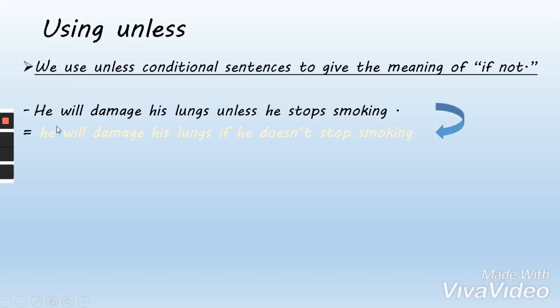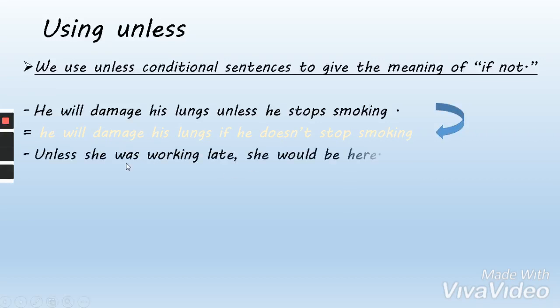Okay, can you think which conditional is this? We have will and we have present tense. It is type, yes, type 1. Excellent, perfect. Now let's move to the second example. Unless she was working late, she would be here. What is the meaning of this sentence? It means if she wasn't working late, she would be here. Okay? So this is the meaning of unless in the sentence.